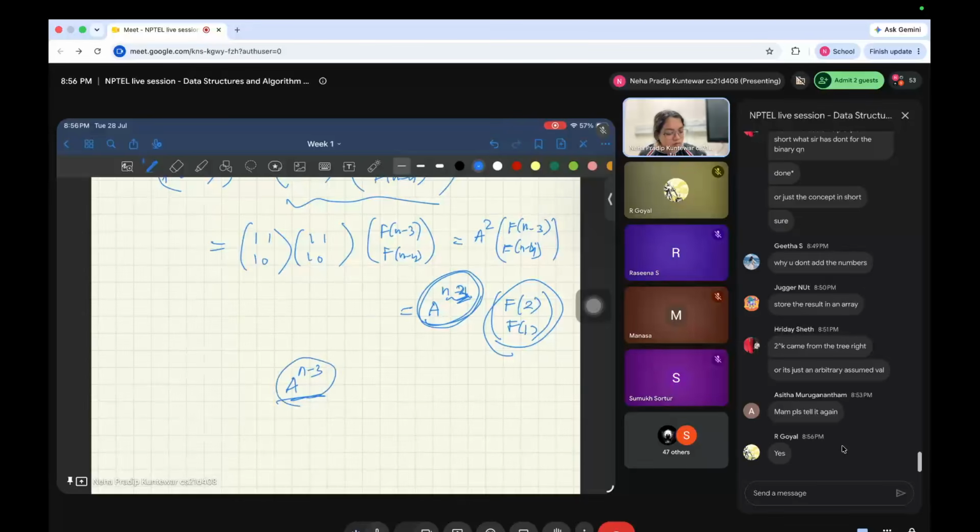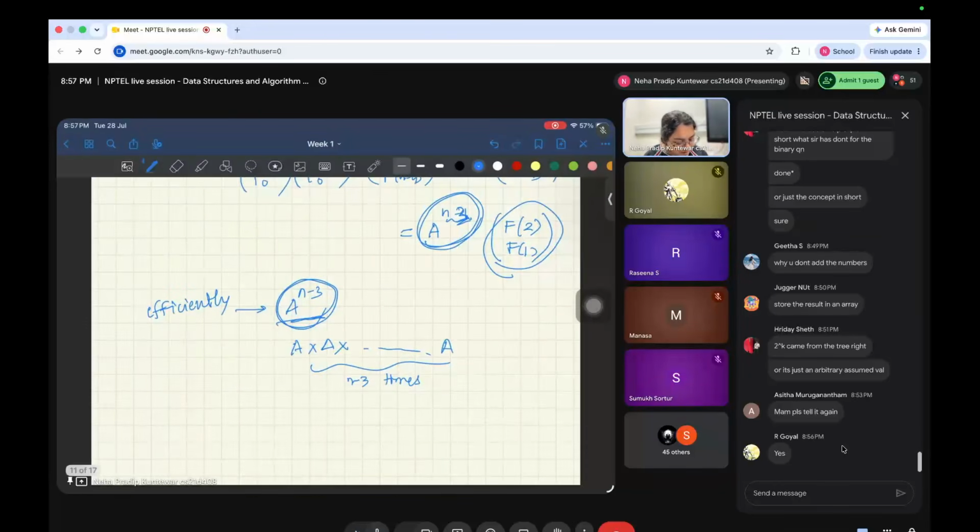So the point is I want to efficiently calculate this. One way to do this would be the linear way: you do A into A and so on, n minus 3 times. That is one way of doing it. But you can do something better. So what is that?